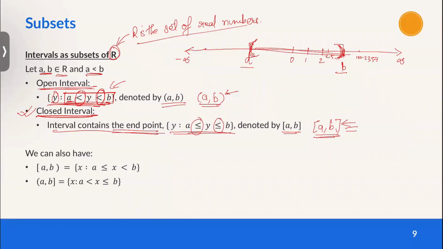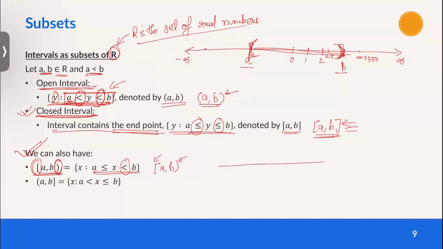We can have mixed things also. Here I have given an example. If we write like this, what does this mean? It says all the numbers in between A and B, but A is included, so the closed side is here, and B is not included. I have written it for clarity: X is greater than or equal to A, so A is included, and X is less than B, so B is not included. So we have written it like this: A comma B, with B not included, right? So this side is the closed interval, this side is the open interval.